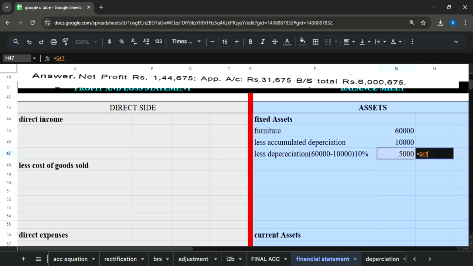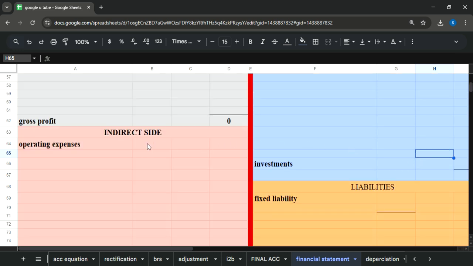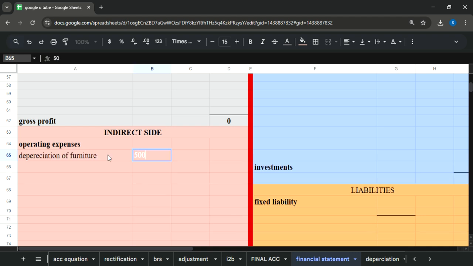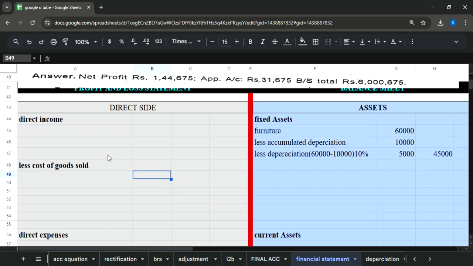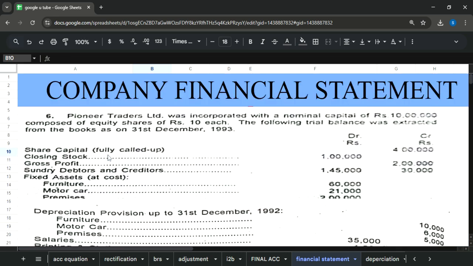I can let you know, the original value of the asset was 60,000, then you will subtract previous depreciation, and again you will subtract current depreciation. So the final value is 45,000. Now the second question, what will you do for its second effect? Here depreciation of furniture would be mentioned, and only current depreciation would be written over here. Noted? Because this old depreciation is already part of the trial balance, it would have a single effect.